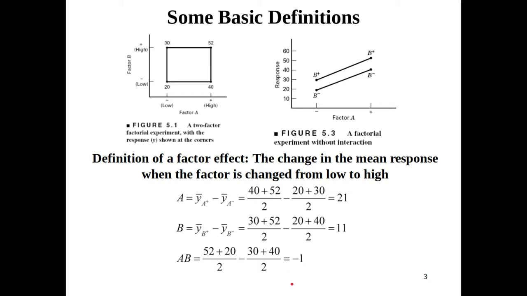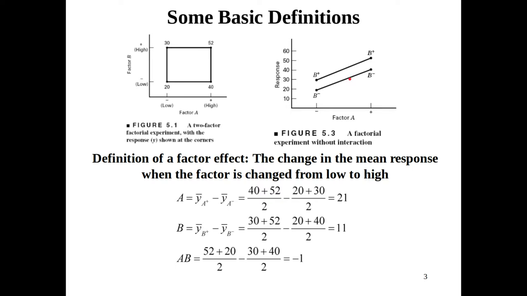The same can be shown graphically if you plot the response values versus one of the factors, factor A in this case, from low level of factor A to high level of factor A. This line represents B minus: how the response value changes when we move from low level of factor A to high level of factor A, where factor B level is constant, B minus. And here, B plus, B plus.